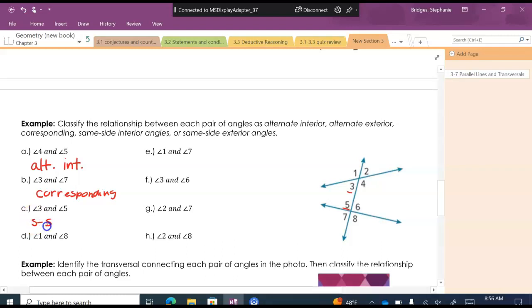Same side. With same side, I usually just do SS and then either INT for interior or EXT for exterior. You can write out same side if you want to, but I tend to abbreviate. If you see me do S-S, that's same side.